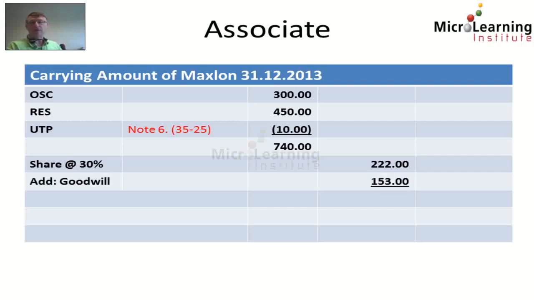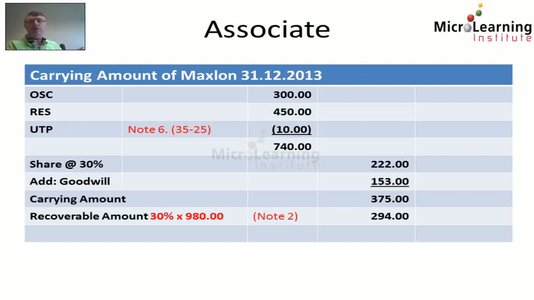Now, we also are not carrying it at cost, because of course you remember from the previous working that we didn't purchase it at its fair value of net assets. We paid a premium over and above the fair value of net assets. That premium is called goodwill, and if you look back at that working, you'll see there was a goodwill of 153 at acquisition of Maxlon. So therefore we, the group, are carrying Maxlon on our balance sheet at 375 at the 31st of December 2013.